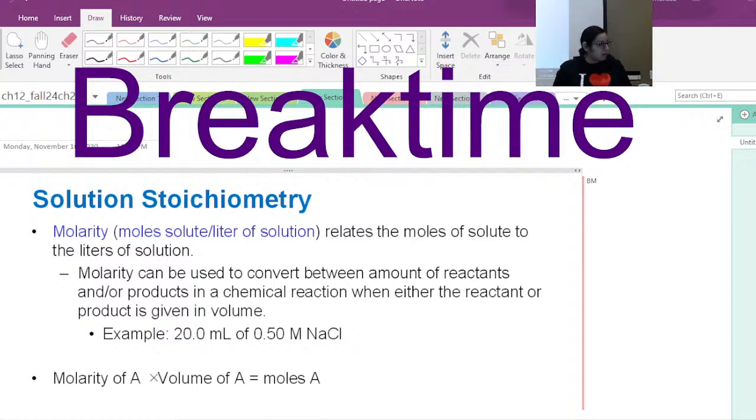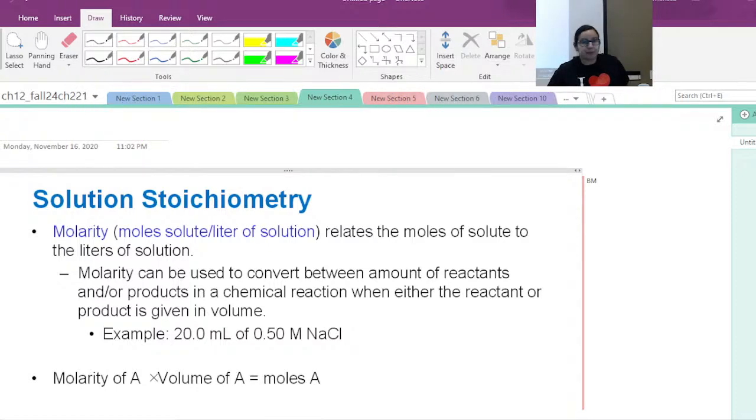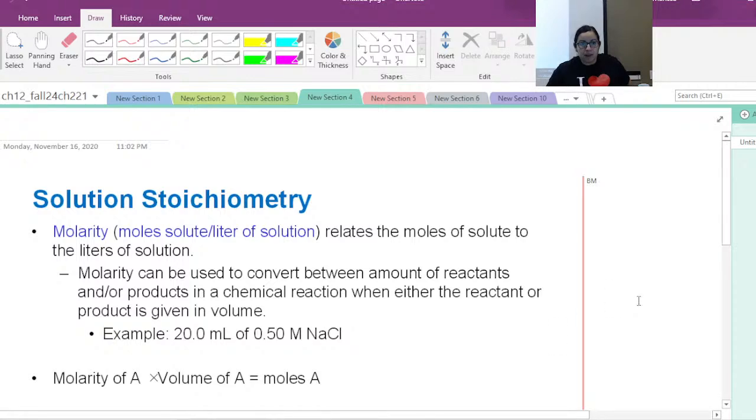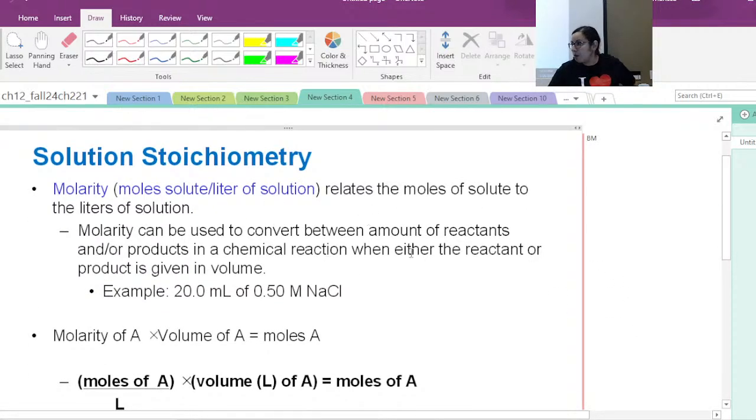All right, I think we all made it back. Maybe one straggler. And now you can see where we're going with this. Of course, we did stoichiometry last week, so now we're going to want to do stoichiometry of our solutions.